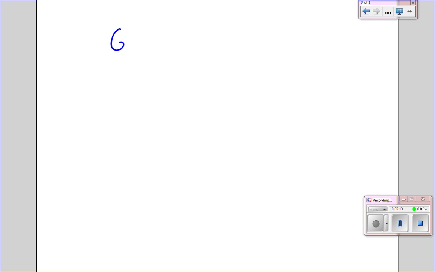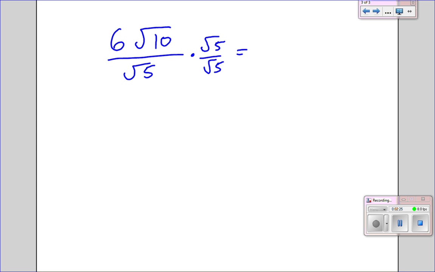Now let's say I have something like this. 6 square root of, let's say, 10 over the square root of 5. I'm going to multiply top and bottom by square root of 5 over square root of 5. Now this time I do have an inside, so 6 times 1 is 6. 10 times 5 is 50. And the bottom just becomes 5.